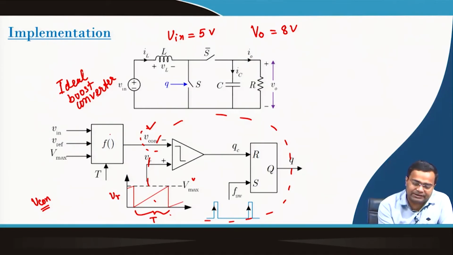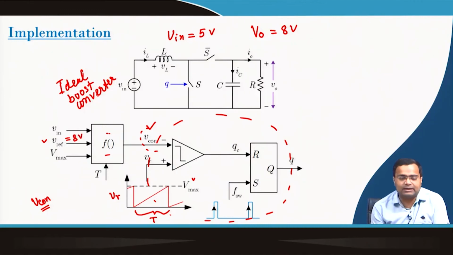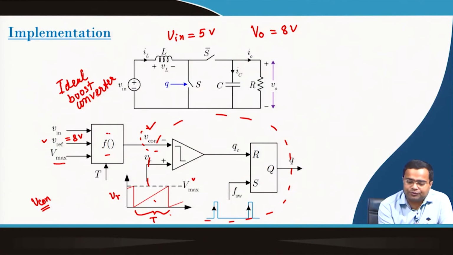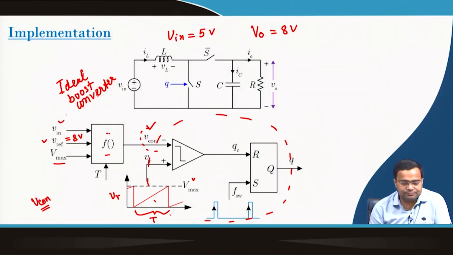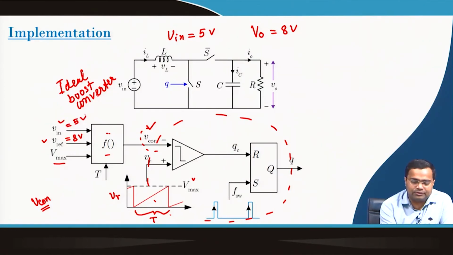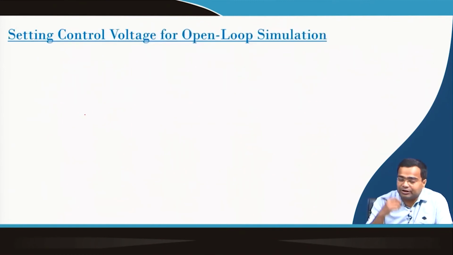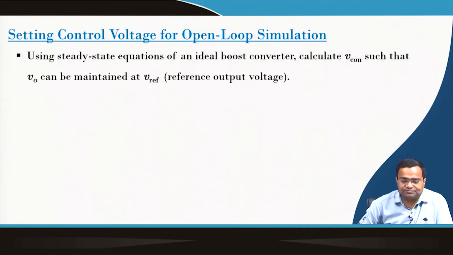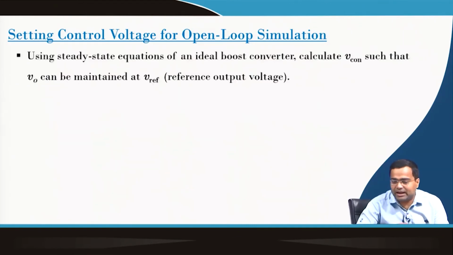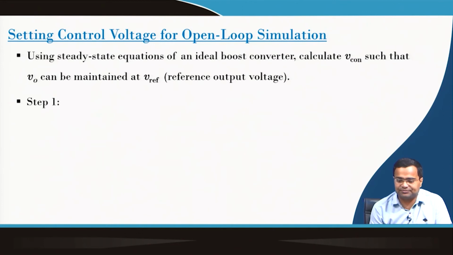This can be derived from the desired voltage that we want to set. Here Vref we want to set to 8 volt and the output should achieve that. Vmax is given to you, and Vin is given as 5 volt. Then what to do? We need to set up this case for simulation. Using the steady state equation of an ideal boost converter, we can calculate this control voltage such that V0 can be maintained at Vref.